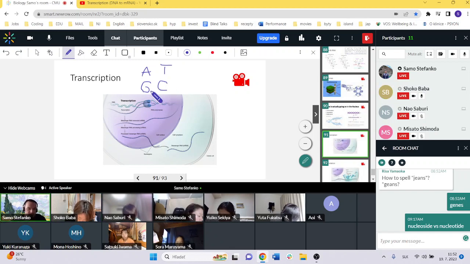How do you remember it? If you look, the letters G and C are rounded, so they are pairs, and adenine and thymine are pointed. They have no rounds, they are pointed, they are like strict. So this is how you can remember which are complementary with which one. A pairs with T, G pairs with C.